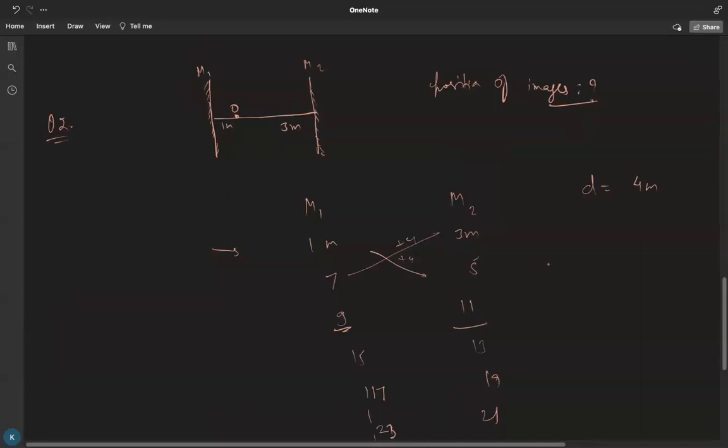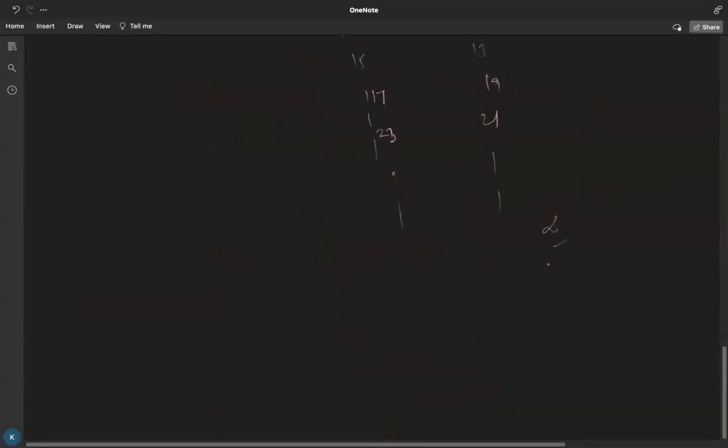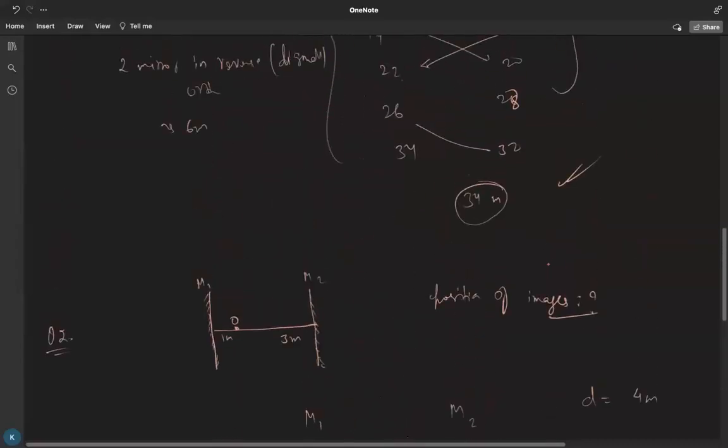Okay, so let's take some other example which is based on two plane mirrors inclined at some angle, because in this case we are taking the two plane mirrors which are kept in parallel.